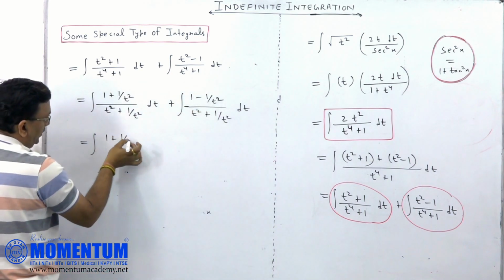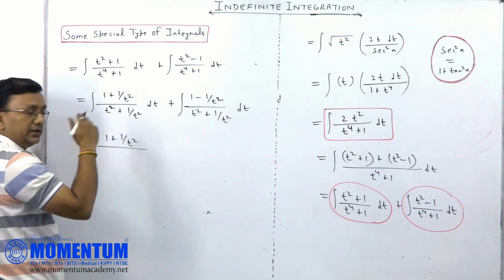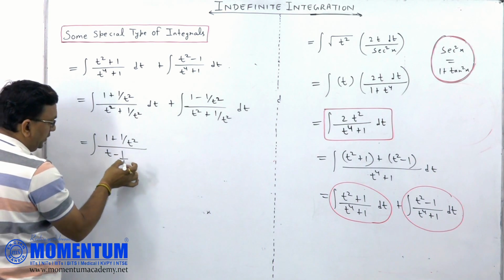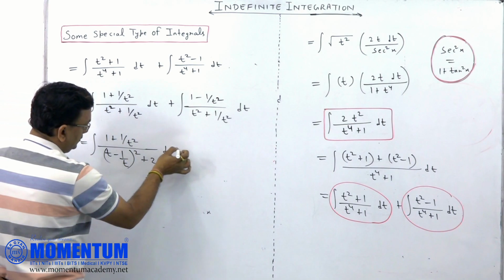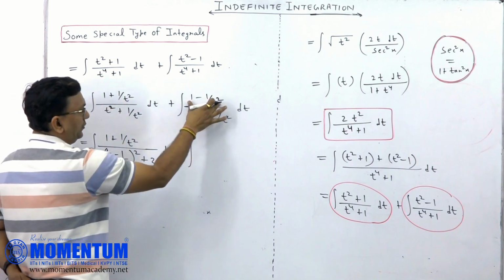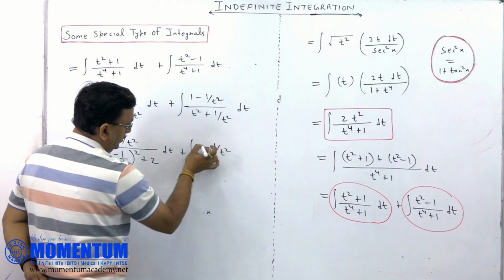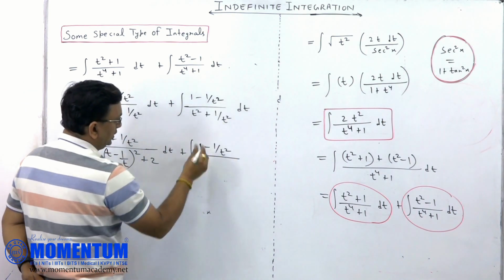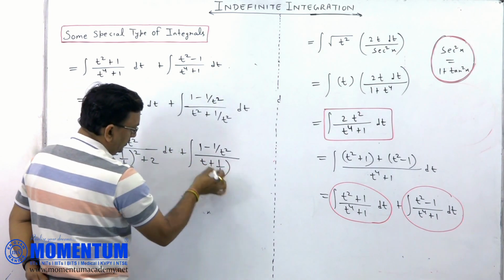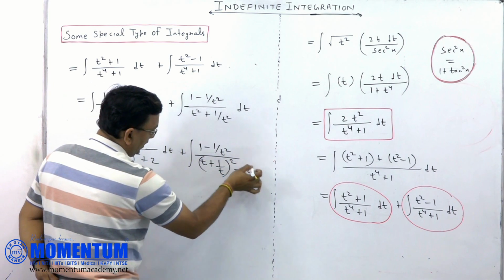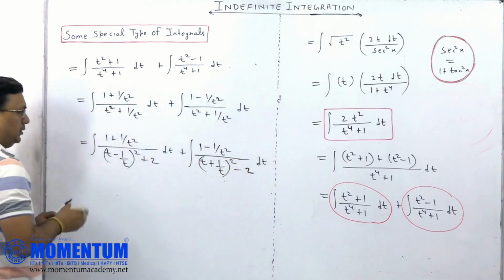न्यूमरेटर क्या है? 1 प्लस 1 बाई t स्क्वायर. न्यूमरेटर में किसका डिफरेंशिएशन है? t माइनस 1 बाई t का. डिनोमिनेटर में लिखेंगे t माइनस 1 बाई t होल स्क्वायर प्लस 2. न्यूमरेटर में डिफरेंशिएशन है किसका, t प्लस 1/t का. सो डिनोमिनेटर में लिखेंगे t प्लस 1/t होल स्क्वायर माइनस 2. Is it?